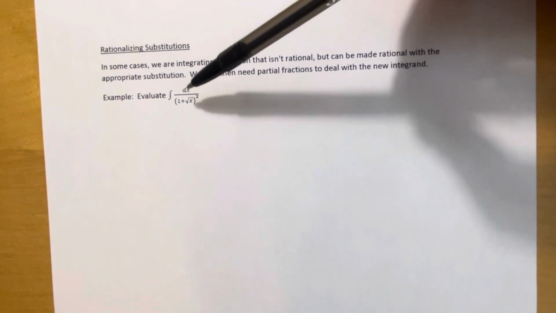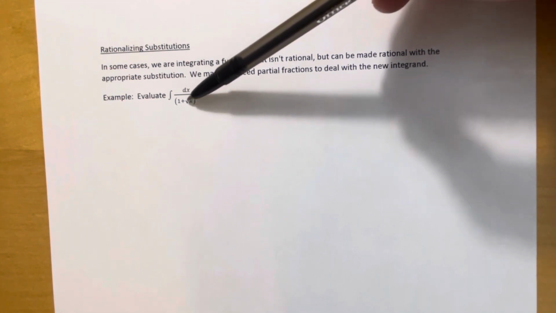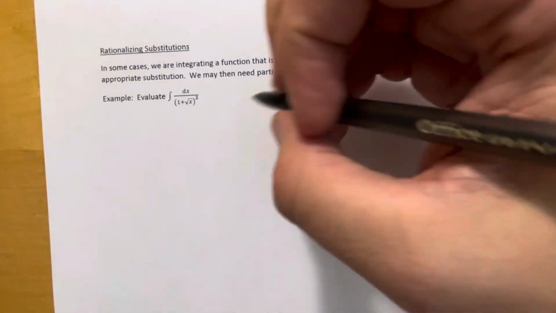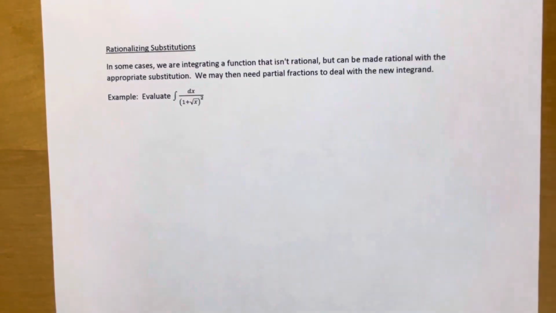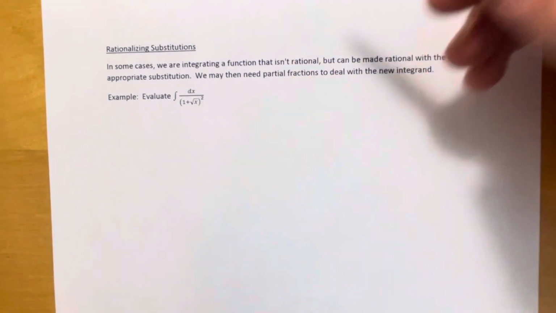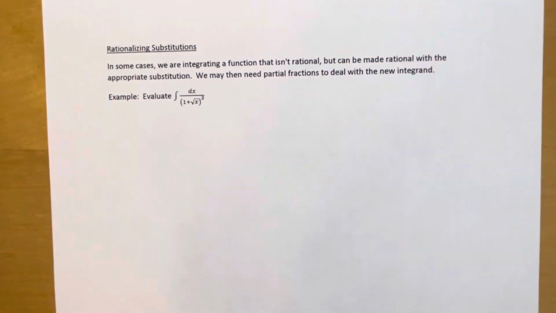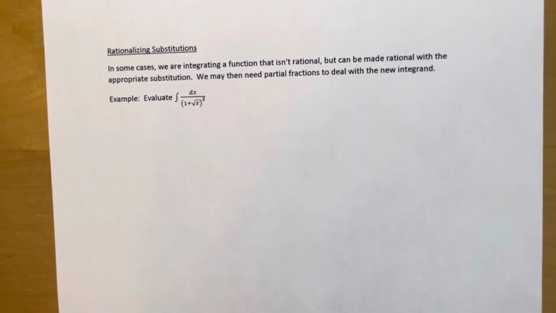Remember, rational functions can't have anything other than polynomials in their numerator and denominator. So because it's not a polynomial, it's technically not a rational function. And in order to deal with this, I'm going to make a substitution, like a u substitution, that changes this into a rational function. From there, we can use partial fractions on it.